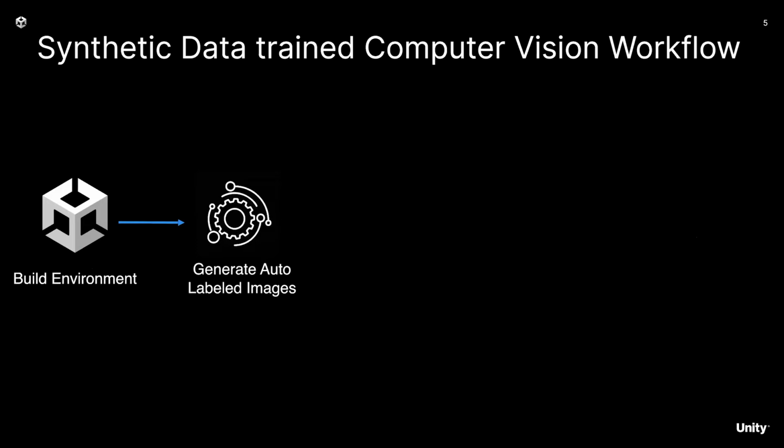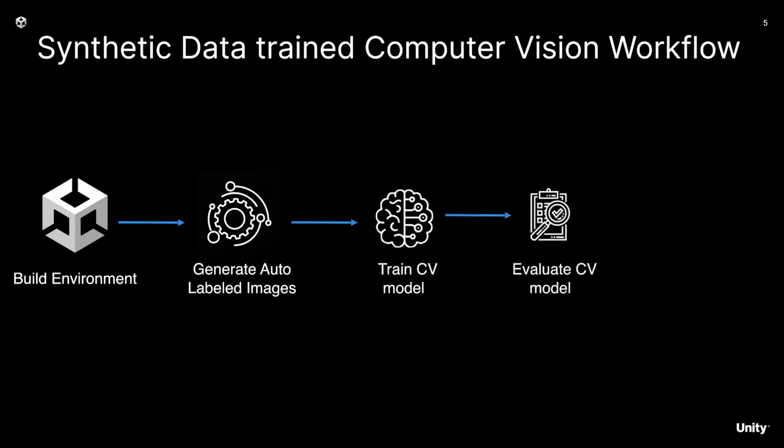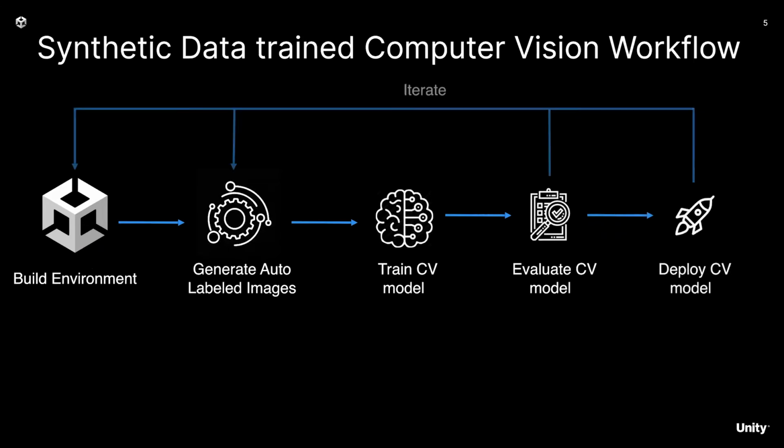The workflow, though, looks quite different. Well, not quite different, but has some key differences. One, you have to build an environment from which to generate that data. Then you generate the automatic data, the auto-labeled images. You can train your model, you can evaluate your model, and you deploy your model. But here, you can iterate in many other places programmatically.